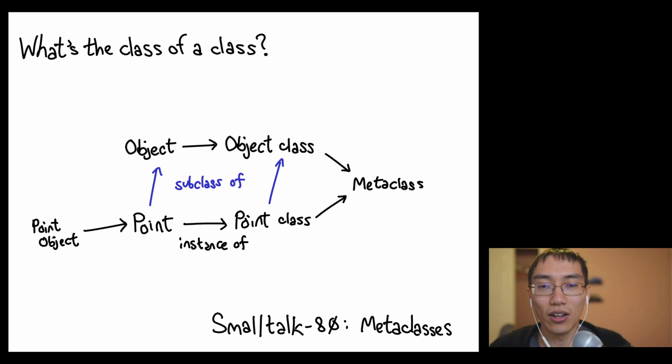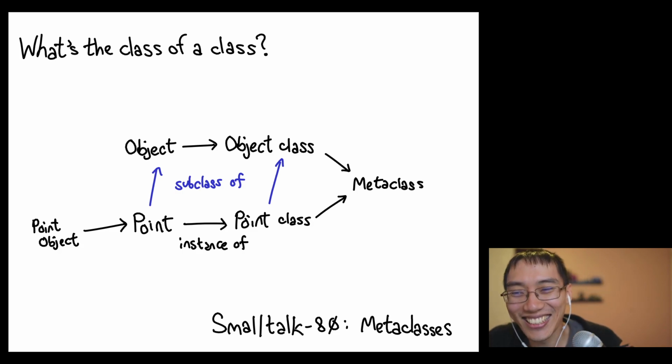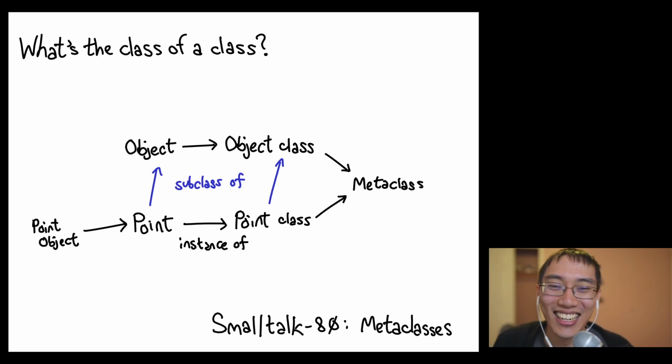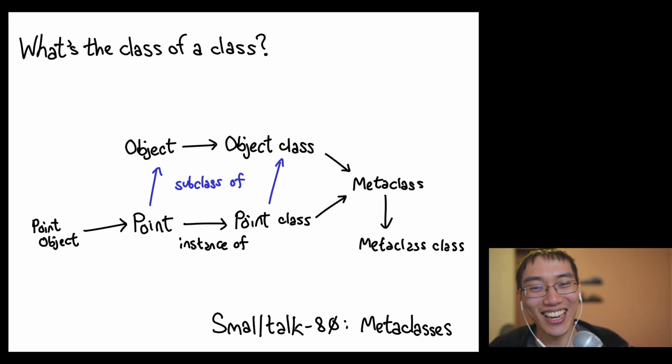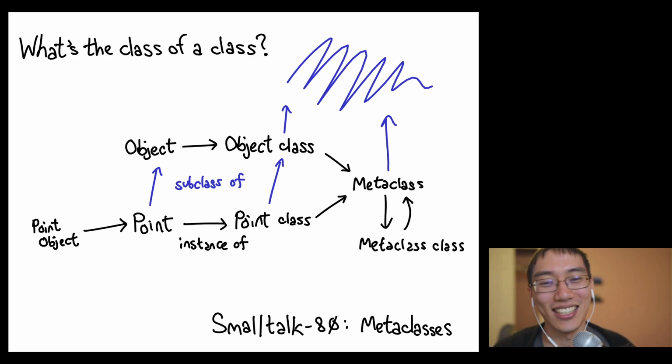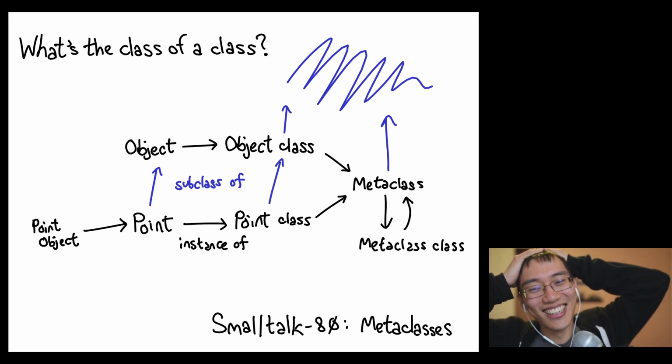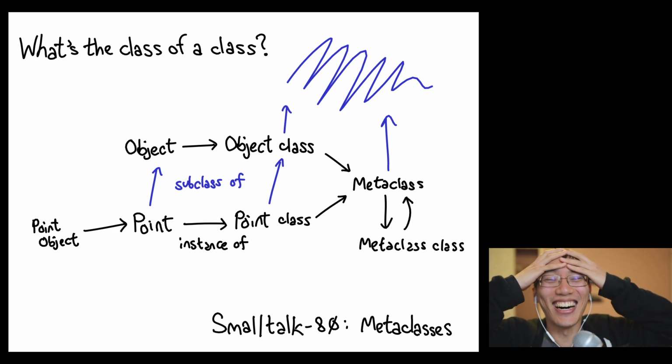And the answer is, well, let's bring back the meta class. So meta class is the class of the point class. And then the meta class, well, it needs a class. So it's going to have the meta class, which is the meta class of the meta class. And then the meta class's class will be a meta class. And actually, technically speaking, if you look at the Smalltalk 80 spec, object class and meta class are also subclasses of some other stuff, which I'm not going to put in the slide. Oh my God, what's going on?